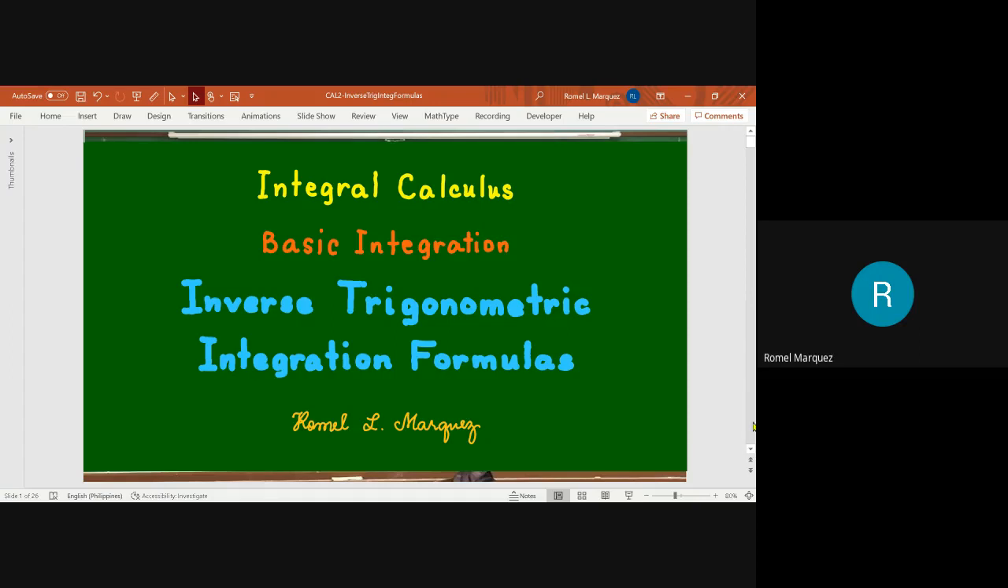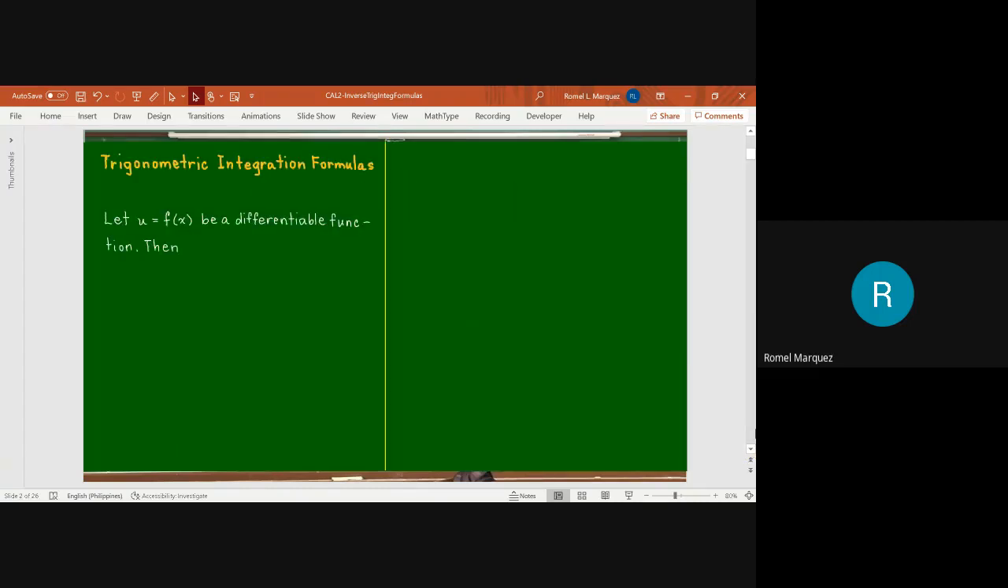So again, for today, we'll be talking about inverse trigonometric integration formulas. So our goal here is to be able to evaluate indefinite integrals that will lead us to inverse trigonometric functions. Okay, guys? So these are the formulas that we're going to have.